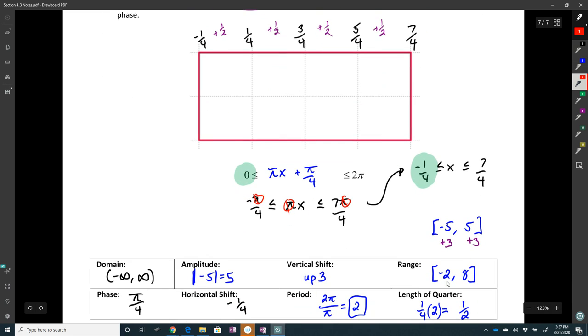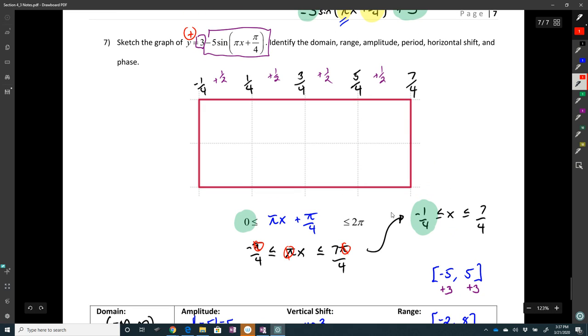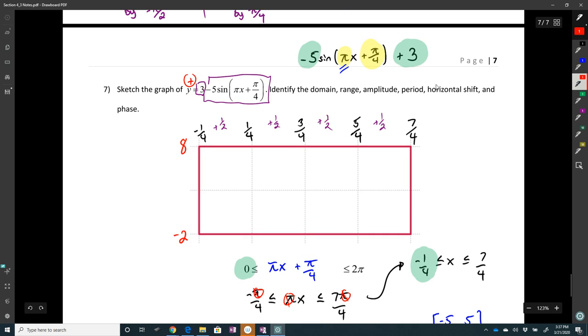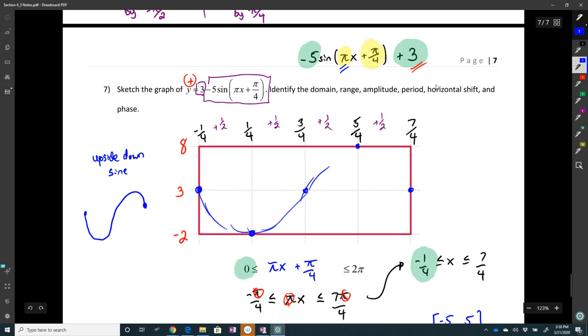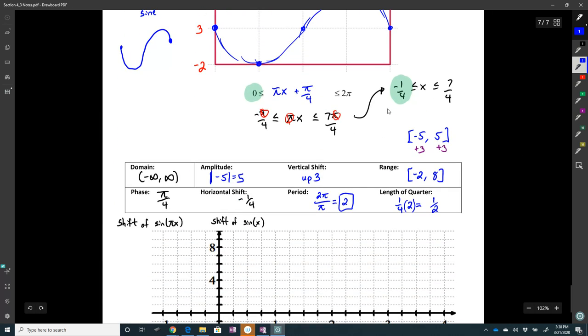The range tells you the upper and lower bounds. It goes from negative 2 to 8. The shift is the middle number. The shift was 3. And I know that this is an upside down sine wave. Upside down sine looks like that. So I know my graph is going to start here, and it's going to make this shape.